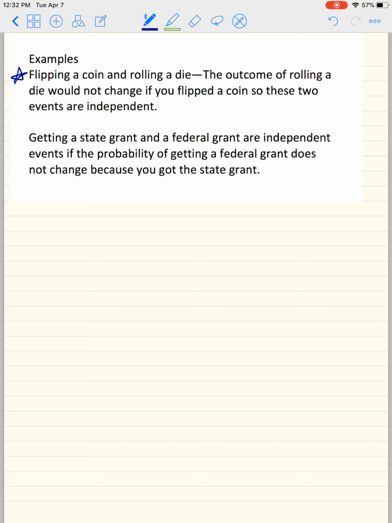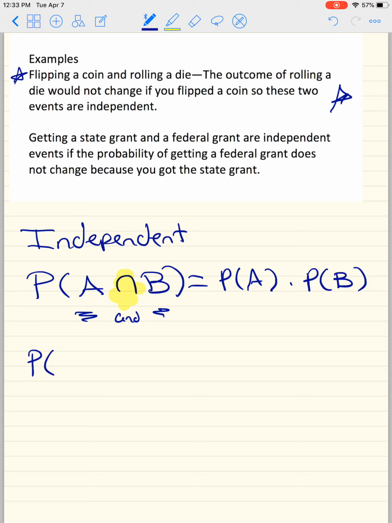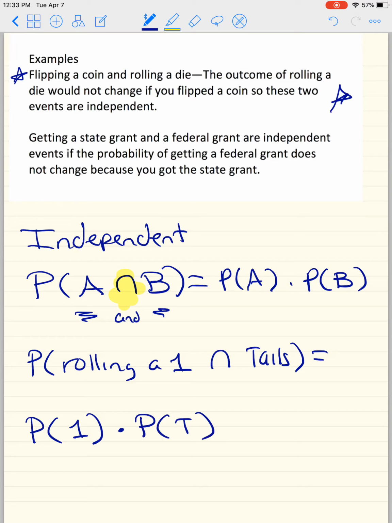So, there is a formula for independent, and we know this symbol here represents the word and. Two events A and B are independent. If we know that they are independent, then their intersection, this and, is going to equal the product of the two events. So if I went back and used this example here and I said, what's the probability of rolling a 1 on a die and getting tails when flipping a coin, then that's just going to be the probability of getting a 1 times the probability of tails.